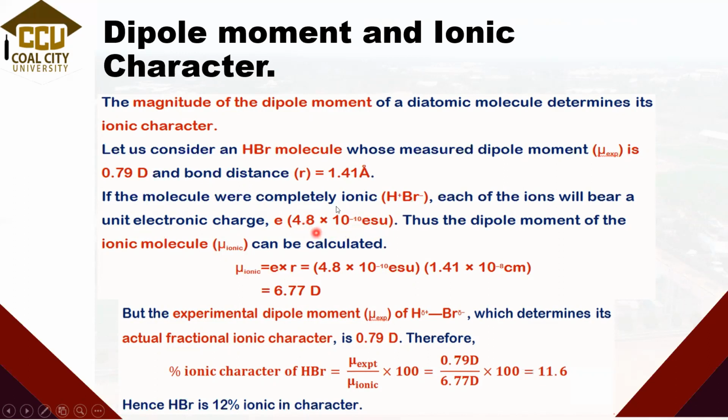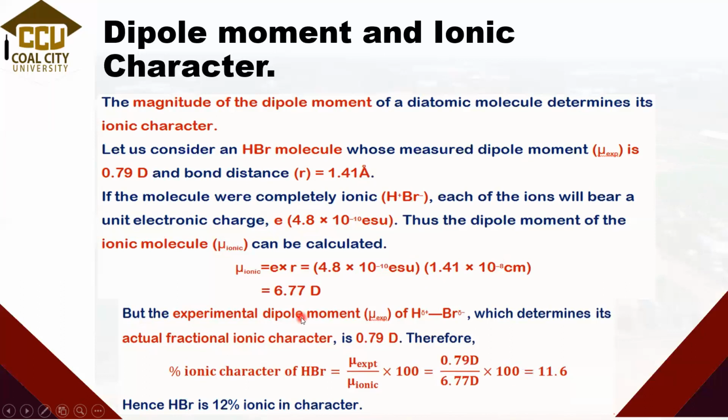The electronic charge will be this times your r, which has also been given to you as 1.41 Angstrom. 1.41 Angstrom is the same thing as 1.41 times 10 raised to power minus 10 meters or 10 raised to power minus 8 centimeters. So if I put that here, I'll get my value in D. You must use centimeters if I give you the charge in ESU.